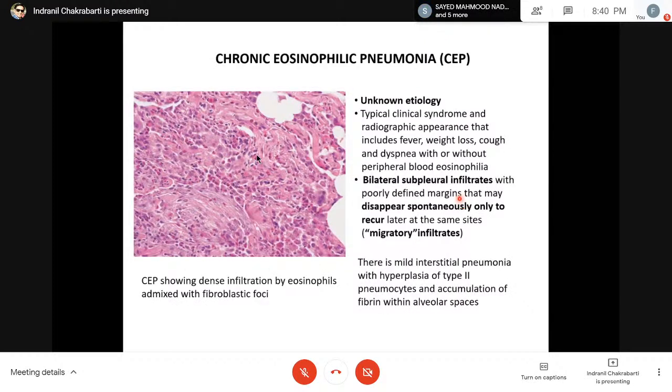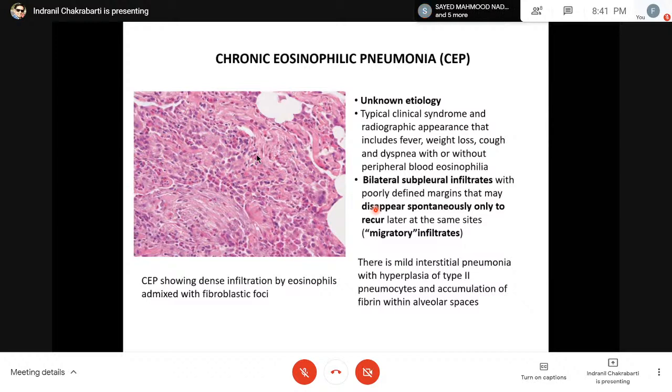We already discussed acute eosinophilic pneumonia. Now its chronic counterpart is known as chronic eosinophilic pneumonia. Here you can see dense infiltration by eosinophils admixed with fibroblastic focus. A very typical feature is that the patient presents with bilateral subpleural infiltrates with poorly defined margins that may disappear spontaneously only to recur at the same sites. So they are known as migratory infiltrates.